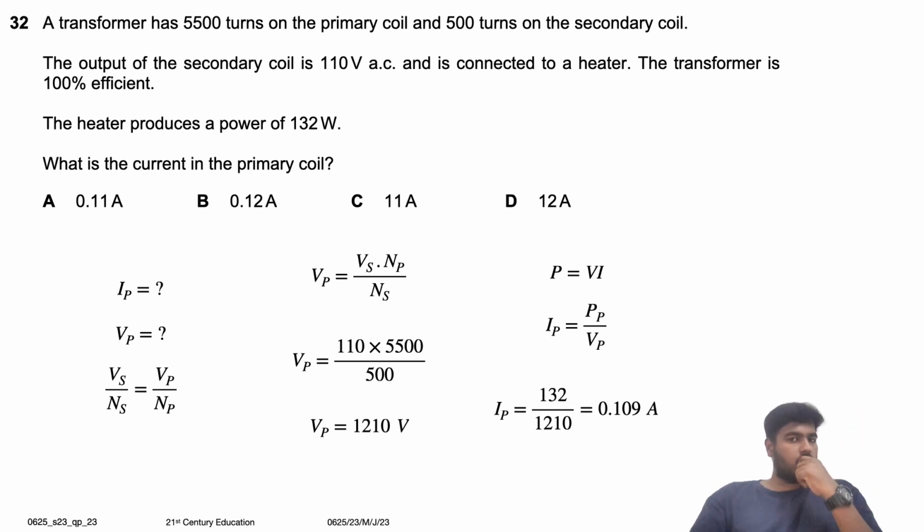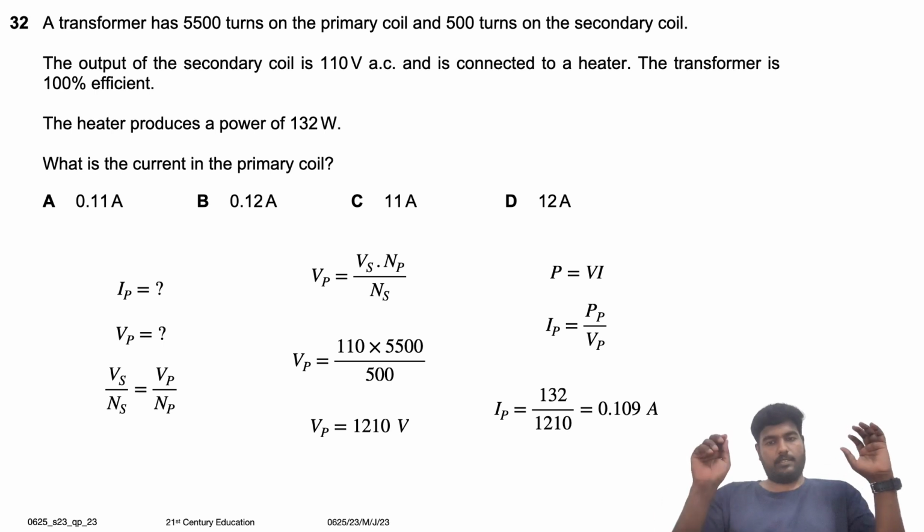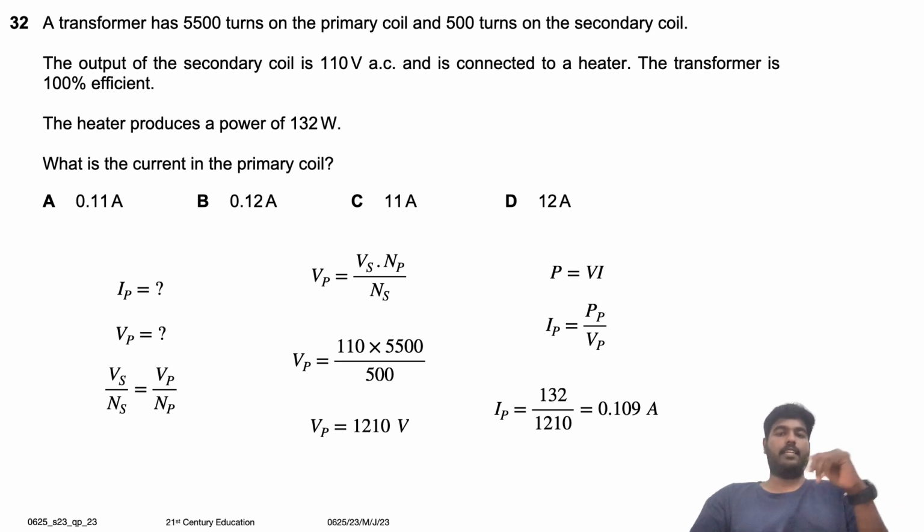Now remember, when a current or voltage enters a transformer, the power remains the same. That's why we are taking power as 132 watt, both for primary and secondary. The power will not change; it will only increase the voltage so that the current decreases, or decrease the voltage and increase the current. This is what a transformer does. So 0.10 ampere. Good.